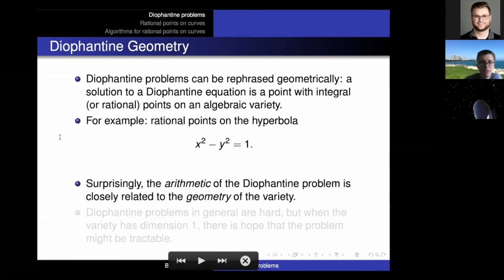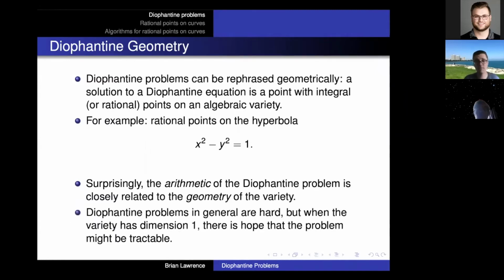And so it turns out that the arithmetic, meaning the number theory of this Diophantine problem, turns out to depend on the geometry of this variety. So as maybe a simple example of that, well, what's the most simple-minded geometric question you can ask about a variety? You can ask for its dimension. So for example, this hyperbola has dimension 1, it's a curve.